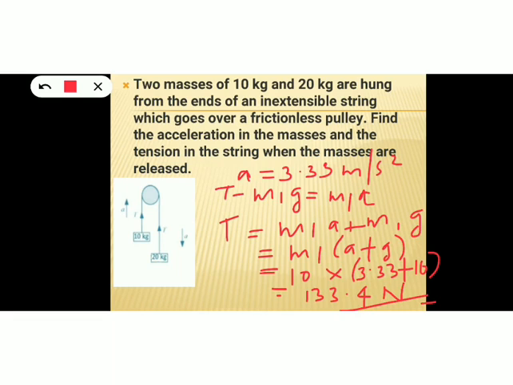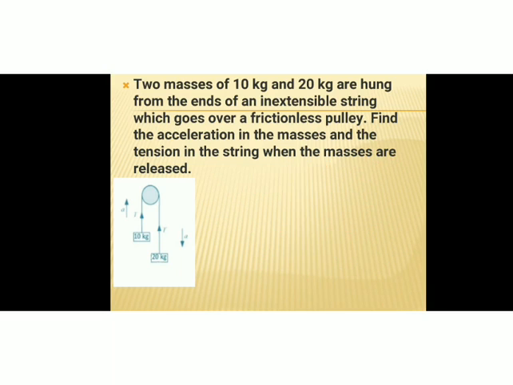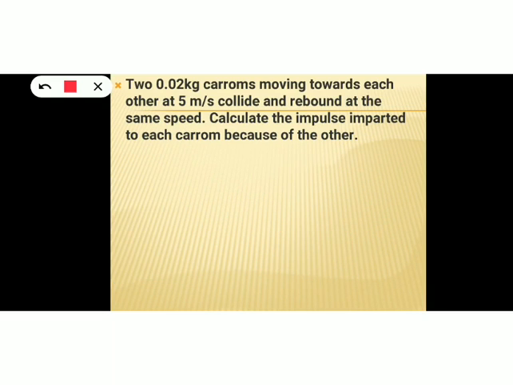133.4 Newton is the answer. Okay. And now let's discuss the next numerical. Two carroms of 0.02 kg moving towards each other at 5 meter per second collide and rebound at the same speed. Calculate the impulse imparted to each carom because of the other.